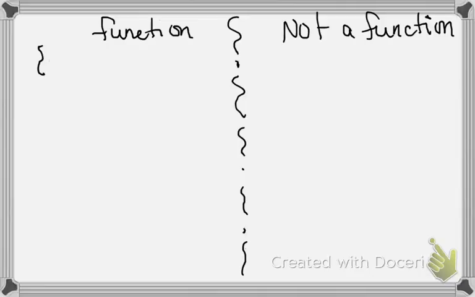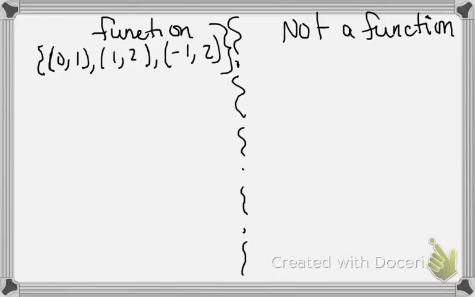We have a set of ordered pairs, and I'm just going to do this. So I'm creating a set of ordered pairs here, and I'm not going to make too many. I'm just making enough just so you can kind of see what I'm talking about. Okay, and then there's a set of ordered pairs, and here is a set of ordered pairs.